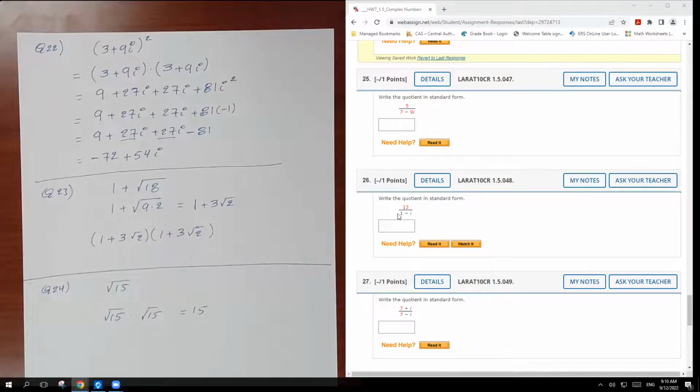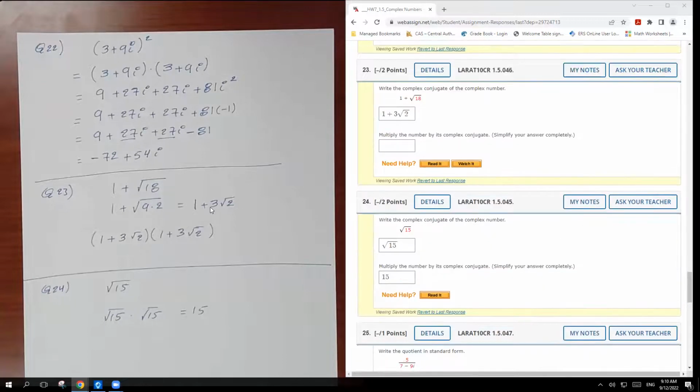I have the quotient in the standard form. Again, before I move on, be careful on question 23. They ask you the conjugate for this number. The conjugate for this number is going to be the number by itself, because you don't have to change the sign, because it's just the real part. So the conjugate, just simplifying the number. Multiply the number by itself, 2 parentheses, and find the result.